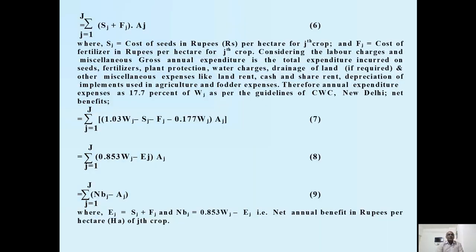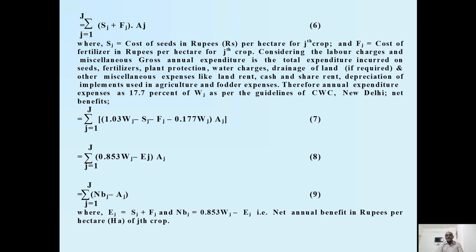So j equal to 1 up to summation of j in the bracket sj plus mj into aj. Now we are going for the expenses. So sj is the cost of the seeds per hectare and mj is the cost of fertilizer per hectare under the j crop. Considering the labor charges and all other expenses, the annual expenditure is the total expenditure incurred on seeds, fertilizer, plant protection, water charges, drainage of land, and other miscellaneous expenses like land rent, cash share rent, and depreciation of implements used in the agriculture and the product.